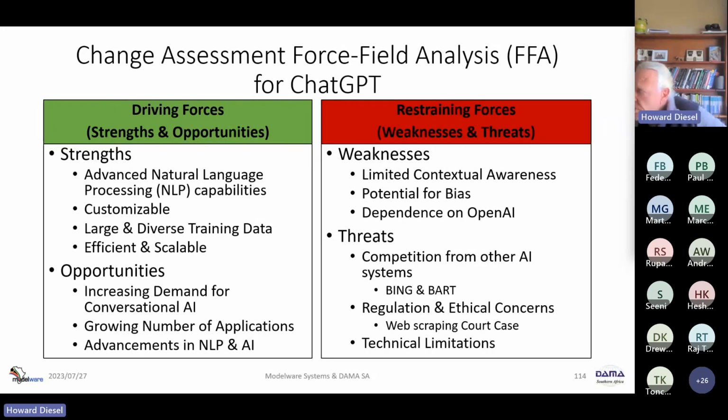And then, of course, regulation and ethical concerns. I'm sure a lot of you have heard of the situation where they are taking OpenAI to court about all of the web scraping. So they're really raising ethical issues. And then, of course, there are certain technical limitations that we are facing. All right, so the accuracy is not all there.